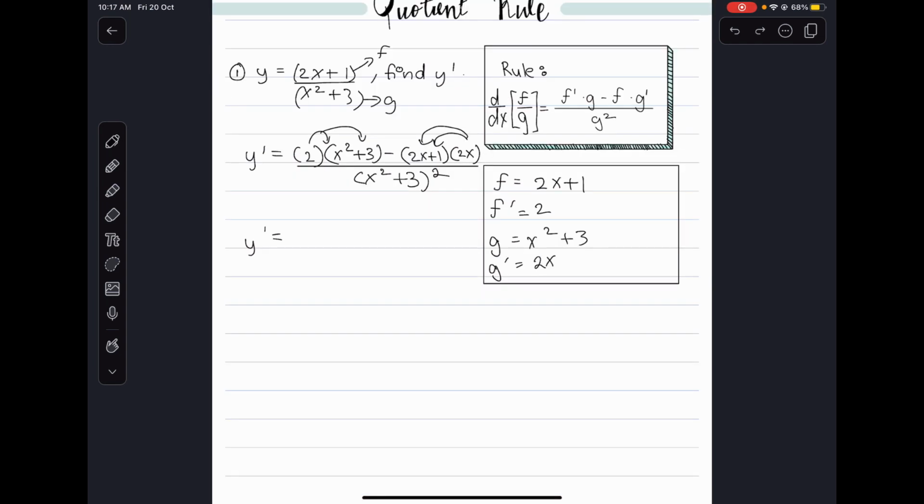of 2. 2 times x squared is 2x squared and 2 times 3 is positive 6, and then again close the bracket, open a new bracket. 2x times 2x is equal to 4x squared and 2x times 1 is equal to 2x. Keep the denominator as it is.